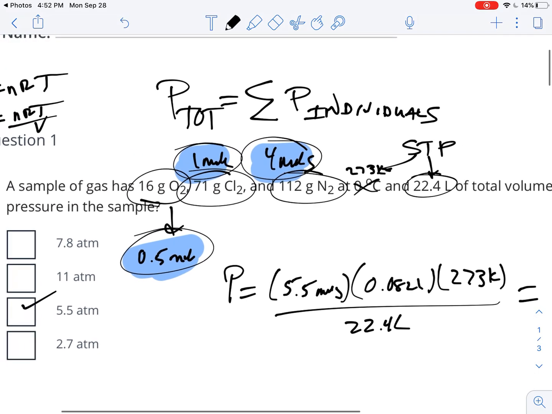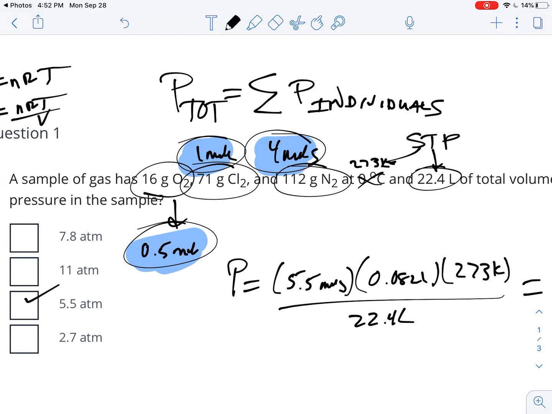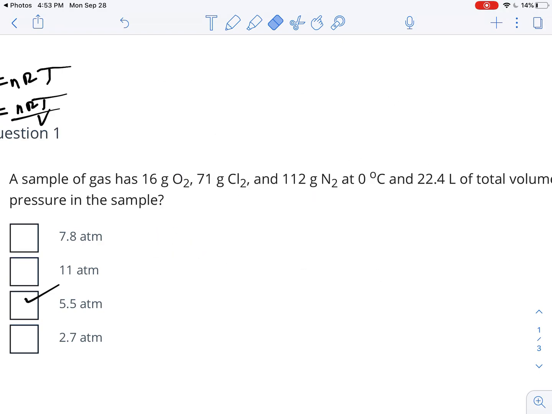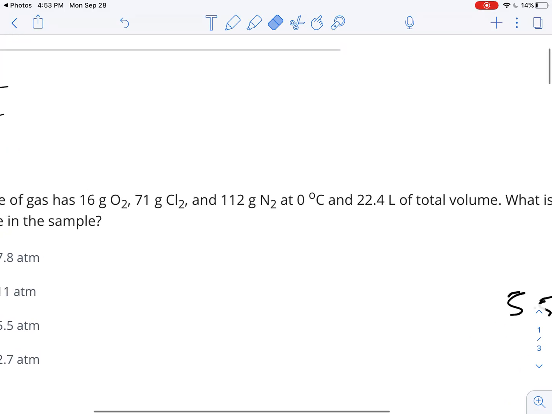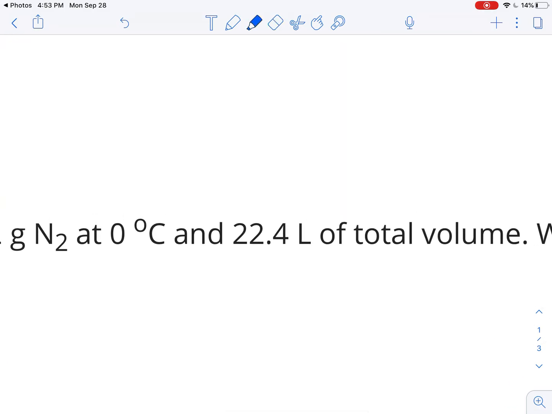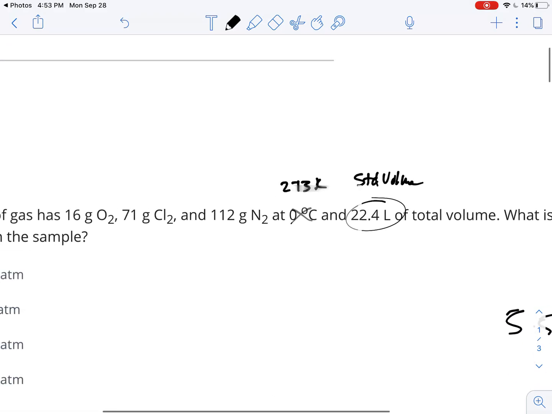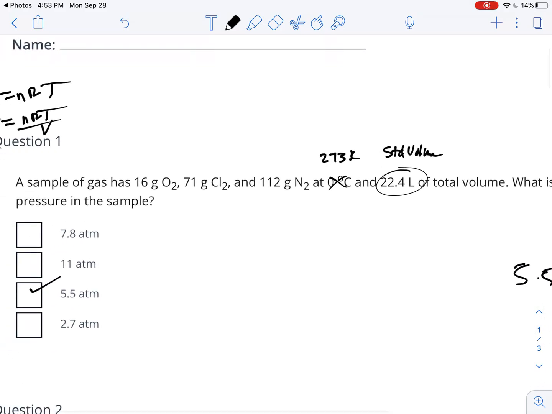But this is theoretically one that you could have done without a calculator if you had interpreted the context clues correctly. Because all the context clues are there, all of this math is kind of irrelevant. You have 0 degrees Celsius, that's 273 Kelvin, and 22.4 liters, that's standard volume. Everything else, as far as standard pressure, should follow suit.